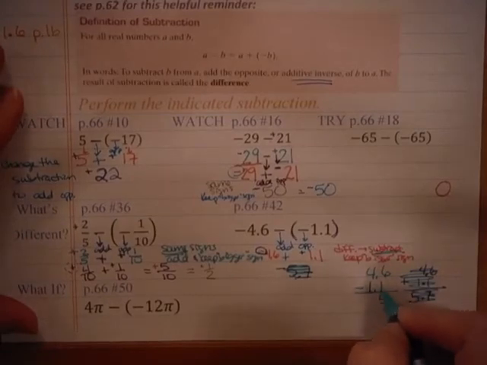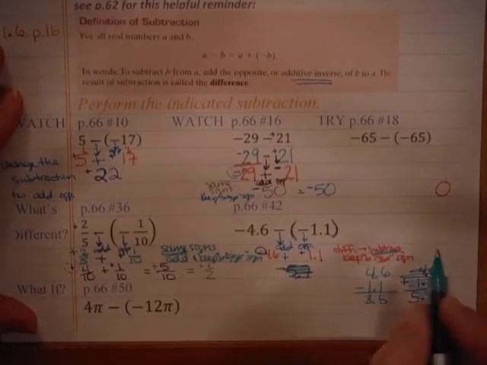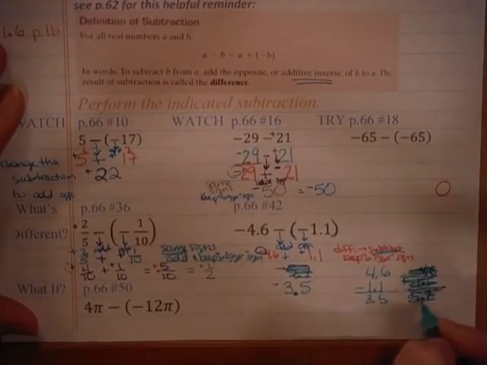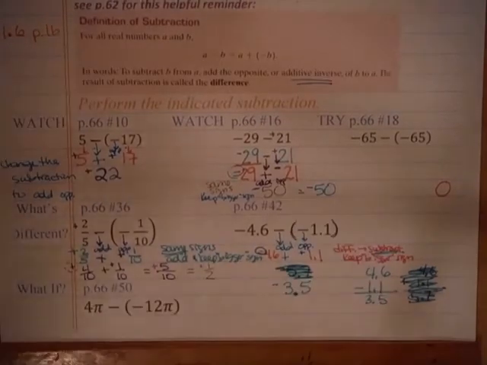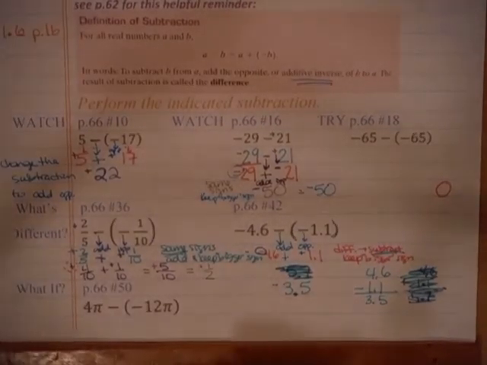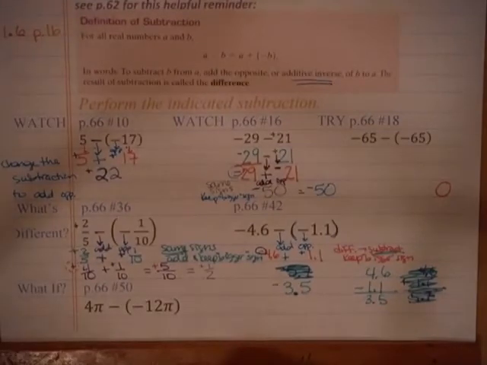6 minus 1 is 5. 4 minus 1 is 3. That's the better answer. Keep the bigger sign, negative 3.5. Oh, that's the danger of writing in pen. It's colorful, it's pretty. Your mistakes are there for everyone to see for the rest of the time.